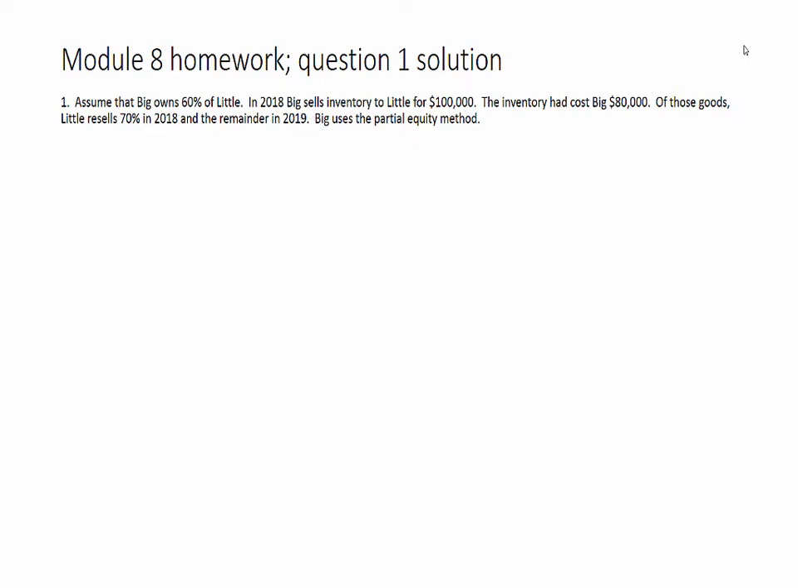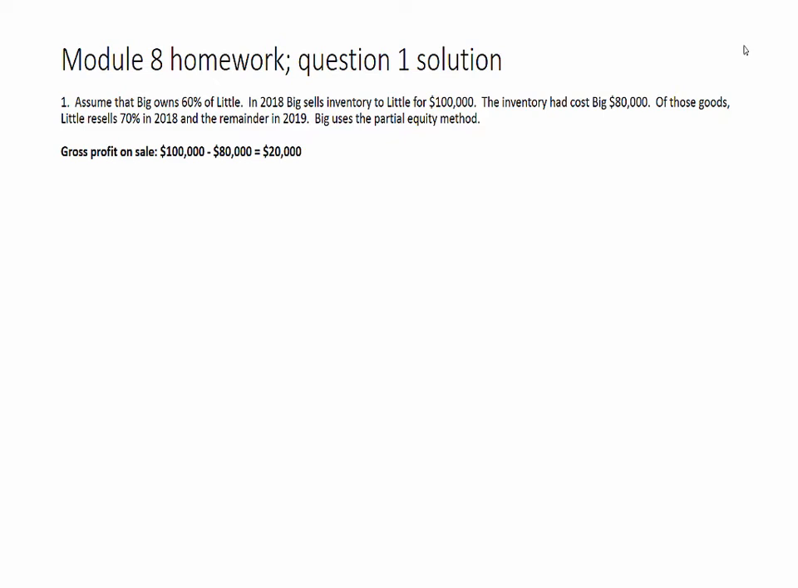Of that merchandise, Little resells 70% in 2018 and the remaining 30% in 2019, and Big uses the partial equity method. Again, Big is the seller, so this is a downstream transaction, which means the non-controlling interest is not affected by this at all. So basically, that 60% ownership figure is irrelevant for the purposes of this question.